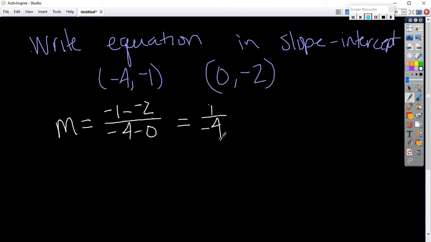So the slope is -1/4, right? I go down 1 and right 4 at every point. You're always going right. You either go down and right or up and right, depending on if it's positive or negative.